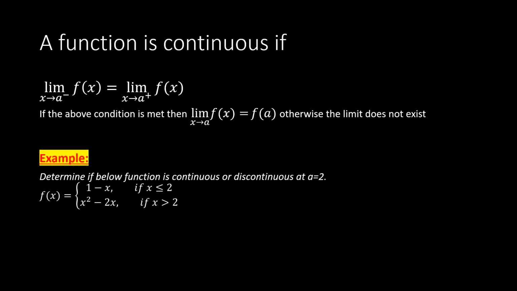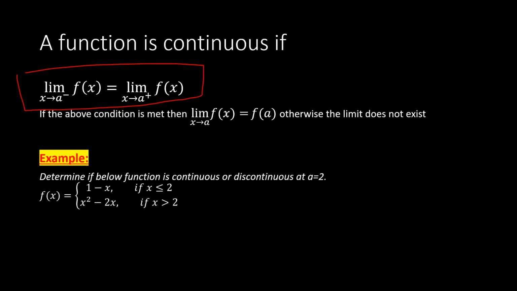start here. A function is continuous if the limit of f of x approaching a from the left side and from the right side are equal, like the graph I just showed you. If the limits come to the same point, which means the limit from left and right are equal, then the limit of f of x will be the value you get when you substitute that value of a.